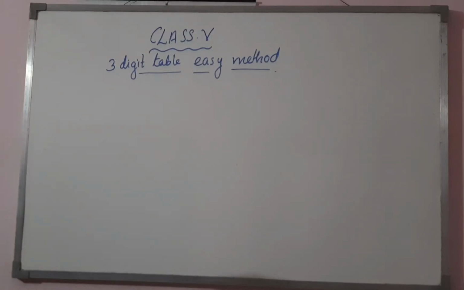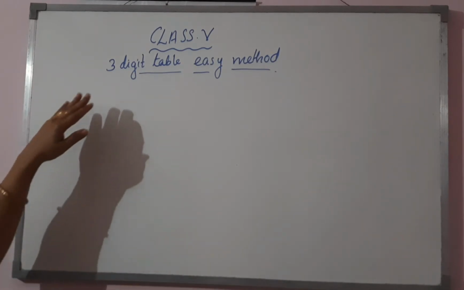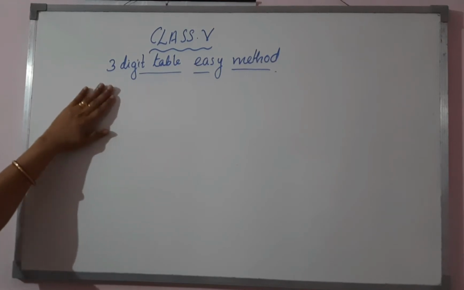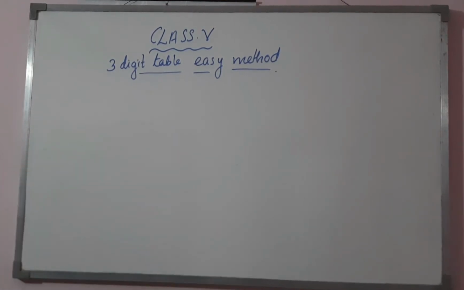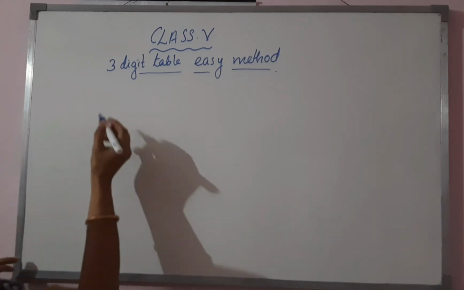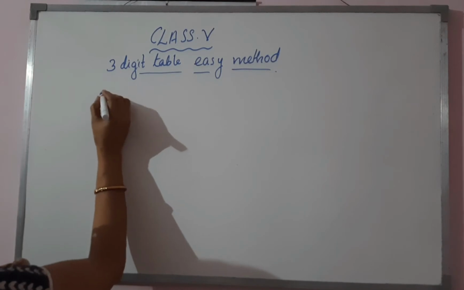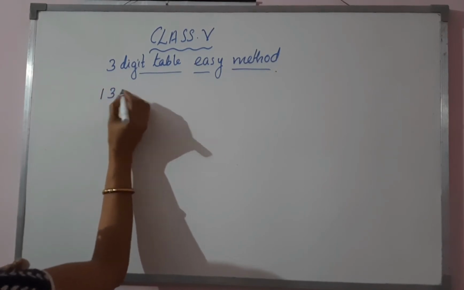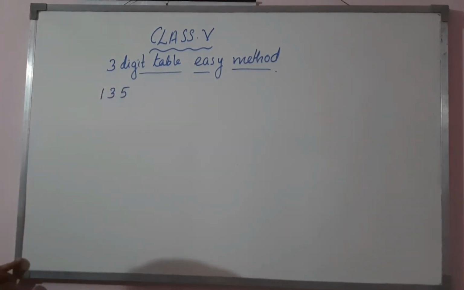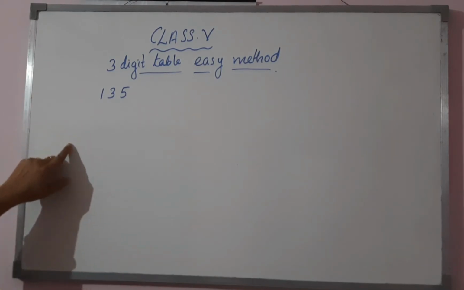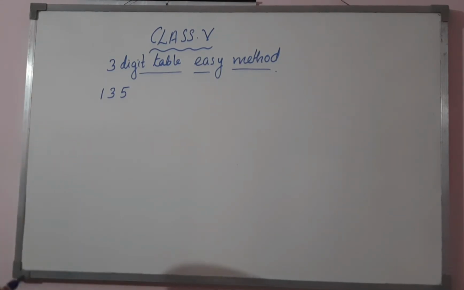Welcome to today's session. Today we are going to discuss how to divide large numbers by 3-digit numbers. Before going to division, we can go through the easy method of finding the 3-digit table. How can we find a 3-digit number's table by a short or easy method? Here I am going to give 135. The table of 135 we have to write without multiplying.